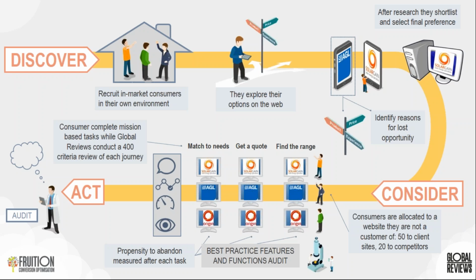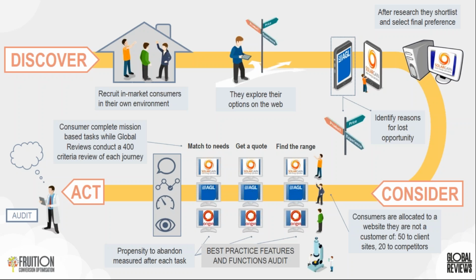So they go and explore their options on the web. We don't lead them in any way. It's an open format. And then once they've done their research, we ask them to shortlist their providers, and then from that shortlist to select which one would be their final preference. At that point, we identify why they shortlist brands, why they pick brands as a final preference, and why they don't pick brands as a final preference. And that difference between the shortlisting and the final preference is where we get our lost opportunity.